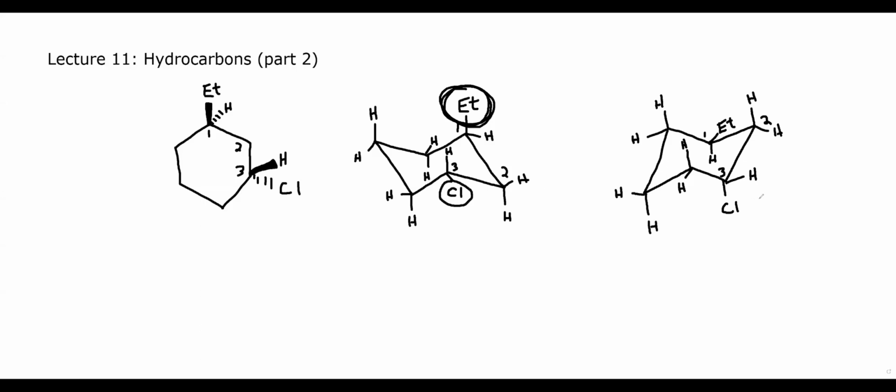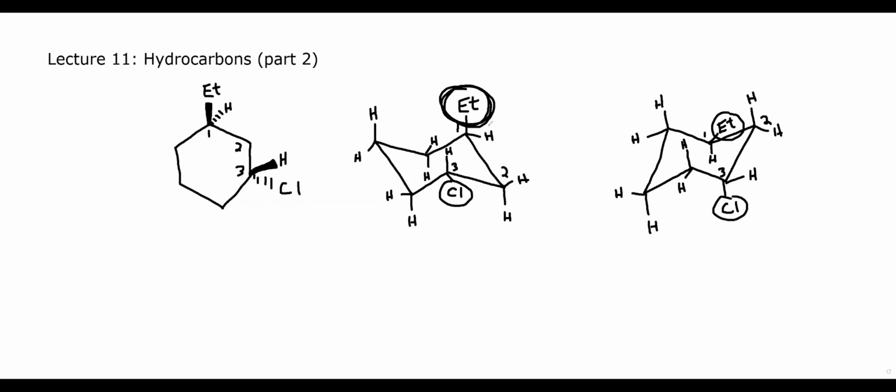Again, notice how the chlorine and the ethyl are changing from axial to equatorial and vice versa. They're never changing relative position. The chlorine is always down and the ethyl is always up, but they are simply changing axial versus equatorial. Now, which ring system is more stable?